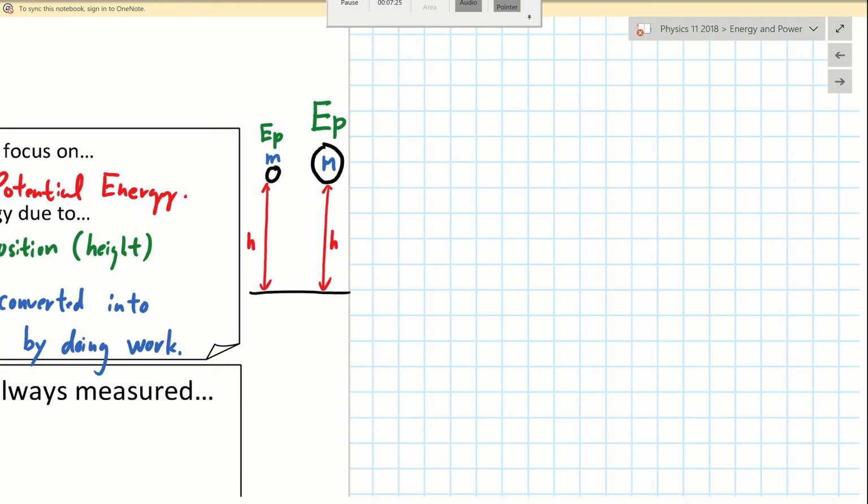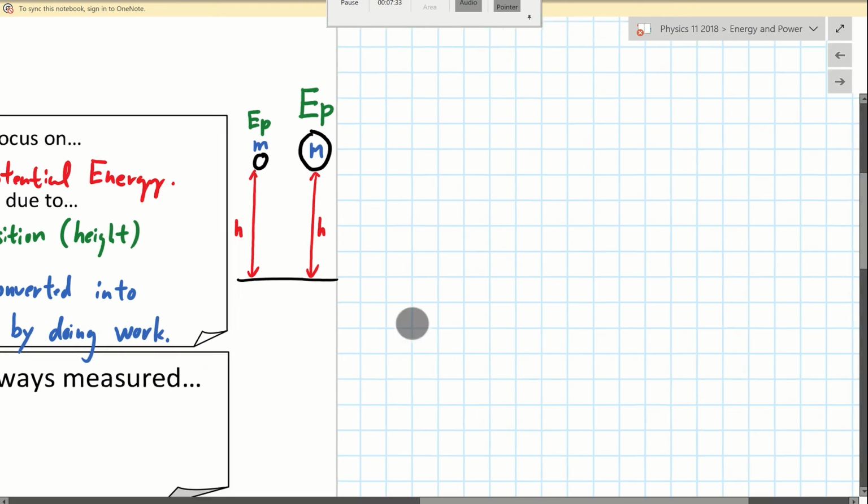Now remember, more energy means what? That means if you let go of the object, it will transfer more energy to the ground and do more damage to it.